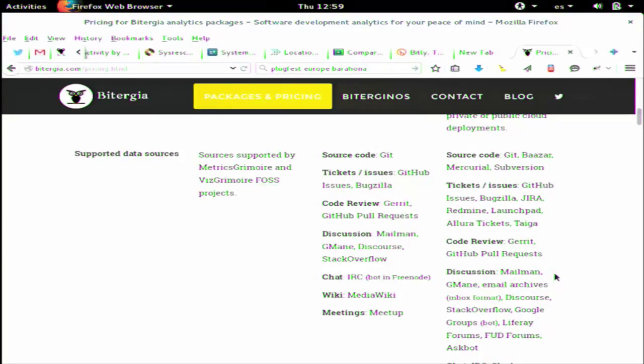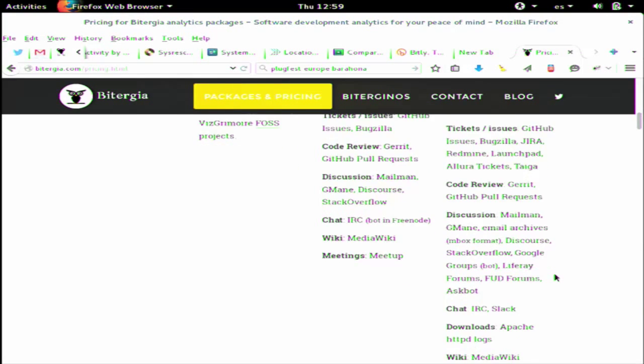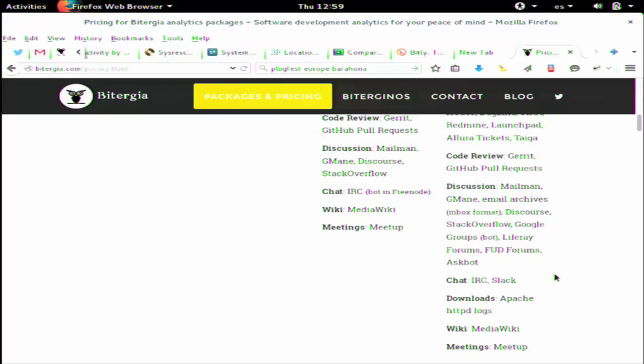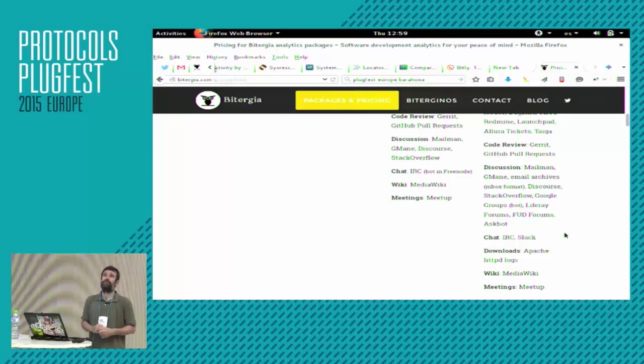For discussions, basically anything that provides an inbox format. So Mailman, Gmail is automatic. You just write the URL and that's it. And Discourse, Stack Overflow, Google Groups, if you have a bot that basically retrieves it and puts it into an archive. Forums, Askbot. For chat, we have IRC, Slack. For downloads, we have Apache, HTTP, and MediaWiki, and Meetup. And maybe I'm missing something, I don't know.